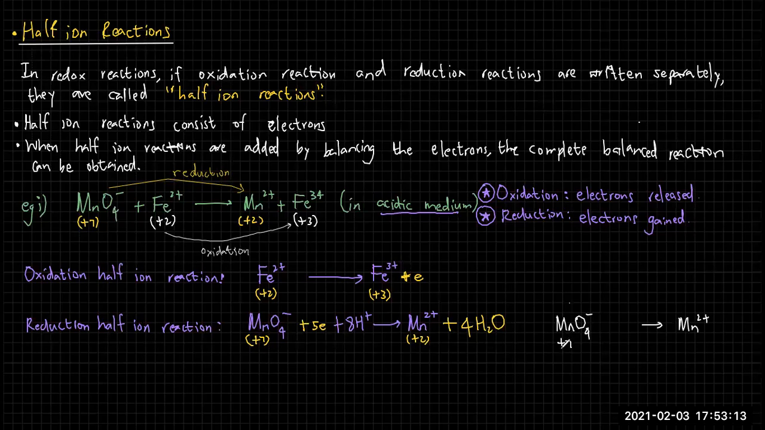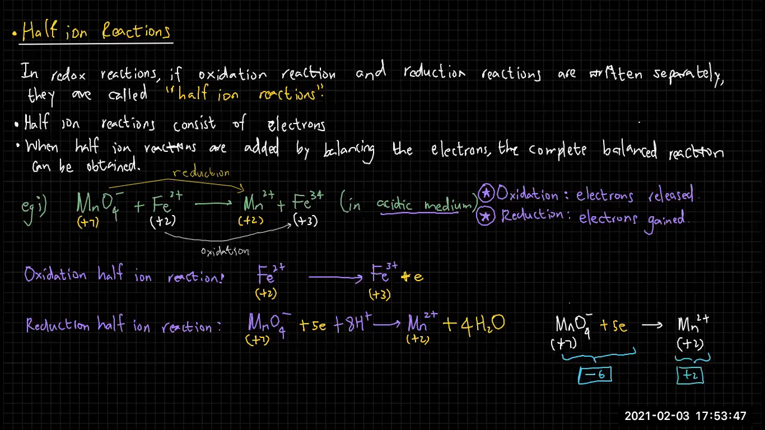+7 oxidation state, +2 oxidation state. Right. So what has happened? The reduction in oxidation state is 5. So 5 electrons must be gained. Manganese is already balanced. Then you have to check the total charge. What is the total charge on the left side? It is -6: -1 plus 5 minus 5, so altogether -6. And on the right side, what is the charge? Only +2.